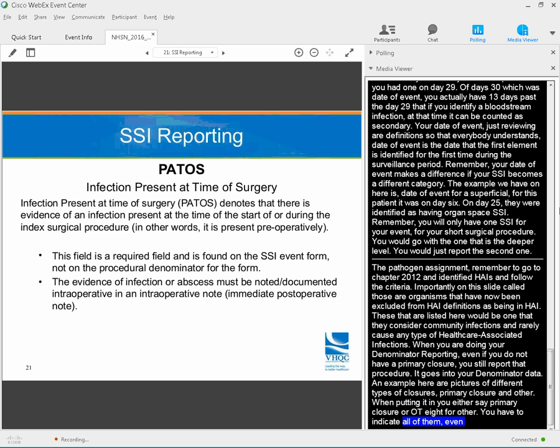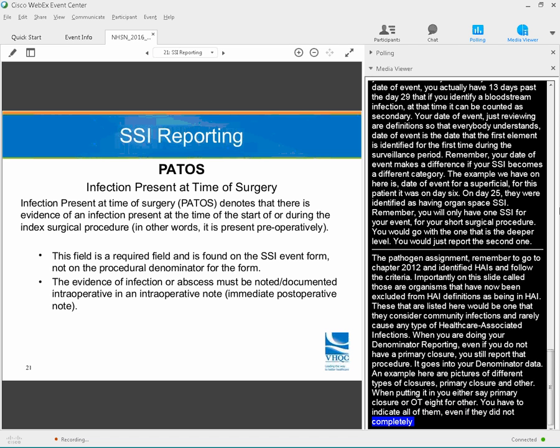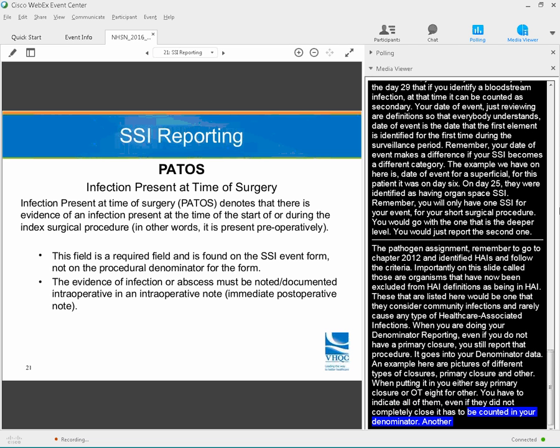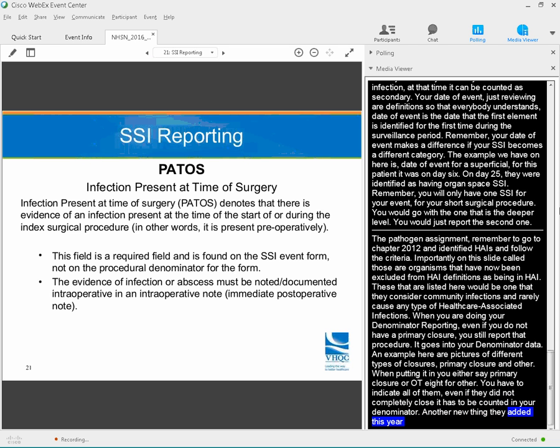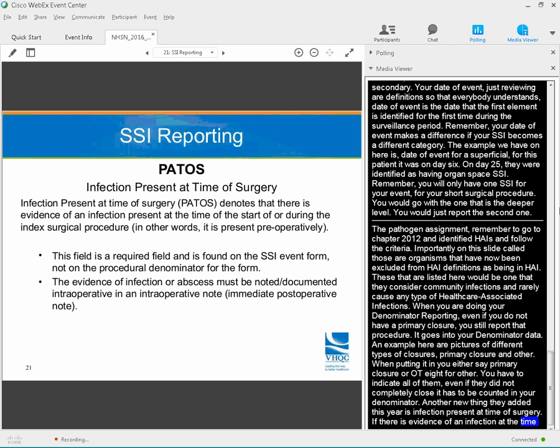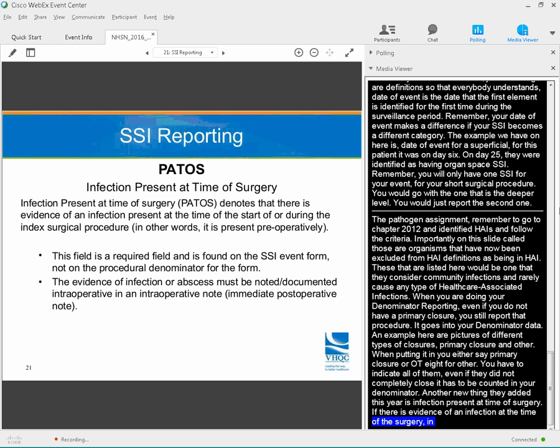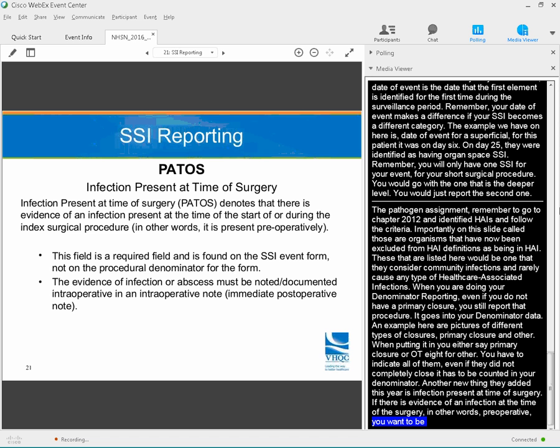Another new thing they've added this year is infection present at time of surgery. So if there is evidence of an infection at the time of the surgery, in other words, it was preoperative, then you want to be able to note that. You're only going to be able to note that on your SSI event form. It doesn't ask you this question on the procedural. You can't really indicate it there.